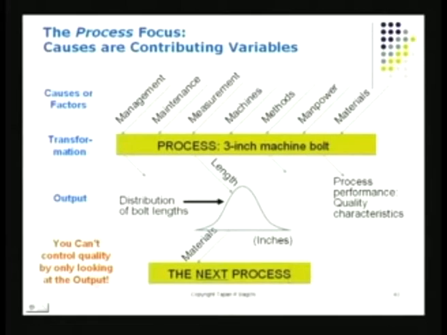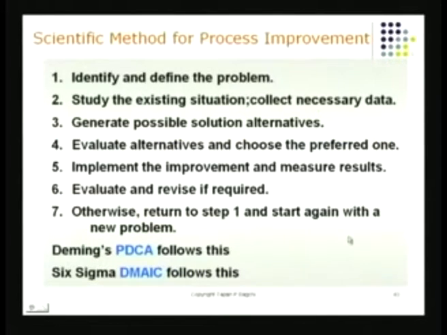So I cannot really control quality by looking at the output only. Output is this. I have to really go back to the process. I have to look at the materials also. I have to control all the factors that go into this. This is what I call the process focus in managing quality.